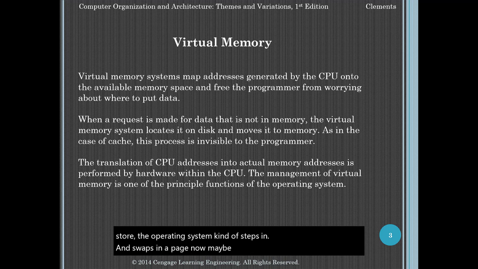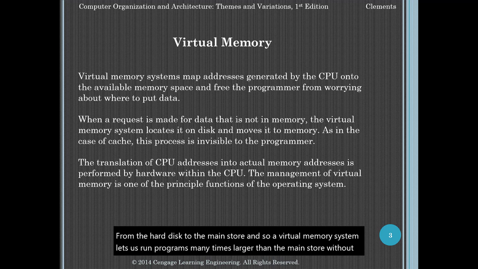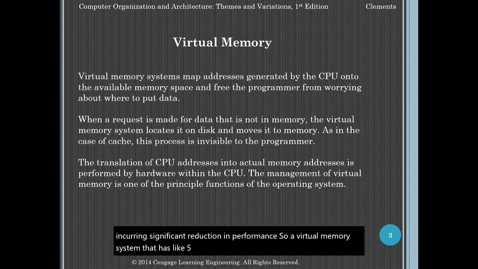Now, maybe you've heard this term before, a page file. A page file is kind of like a file. It's a carved out section of your hard disk space, typically somewhere from 4K to 64K of data. You can make your page file bigger or smaller, from the hard disk to the main store. And so a virtual memory system lets us run programs many times larger than the main store without incurring significant reduction in performance. A virtual memory system that has like 512 megs of DRAM and a 100 gig hard disk can perform almost as well as a system that has 100 gigs of DRAM. Virtual memory also provides a means for protecting our data as it moves around.